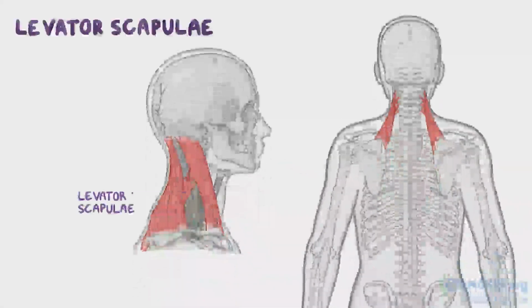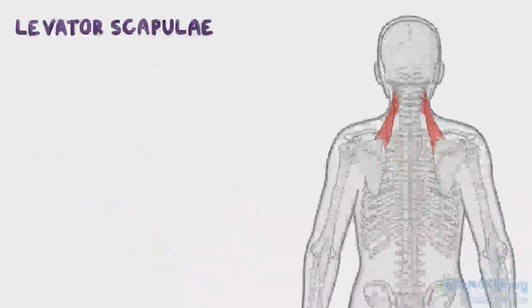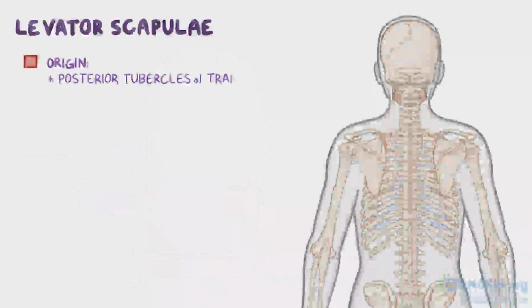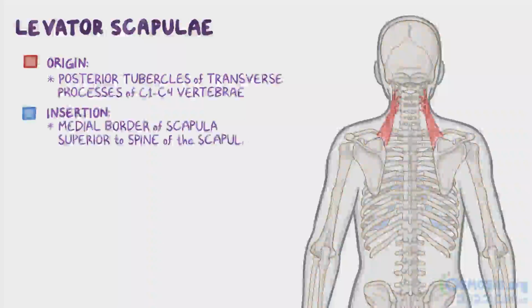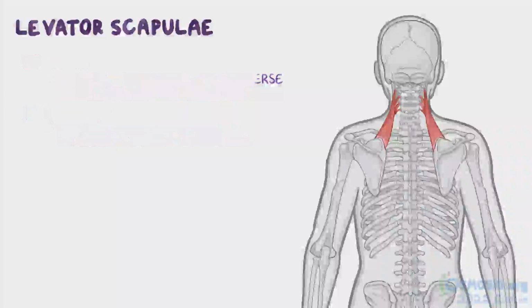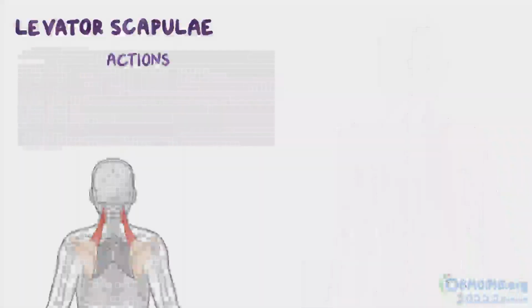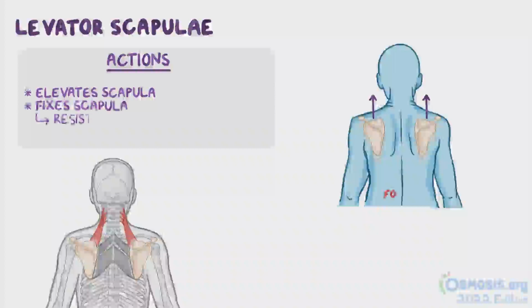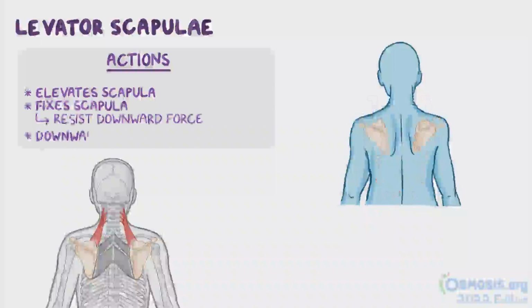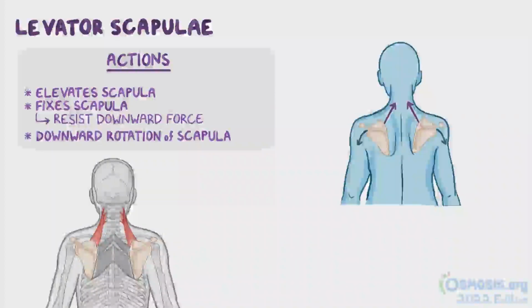The levator scapulae is found in the neck, deep to the sternocleidomastoid and trapezius muscles. Proximally, it originates on the posterior tubercles of the transverse processes of the C1 to C4 vertebrae, and then descends to insert on the medial border of the scapula, superior to the spine of the scapula. Levator roughly translates to lifter, so when this muscle contracts, it elevates or lifts the scapula. It also fixes the scapula and holds it in place to resist downward forces, like when carrying a heavy piece of luggage up the stairs. It also produces downward rotation of the scapula, causing the glenoid cavity to tilt inferiorly.